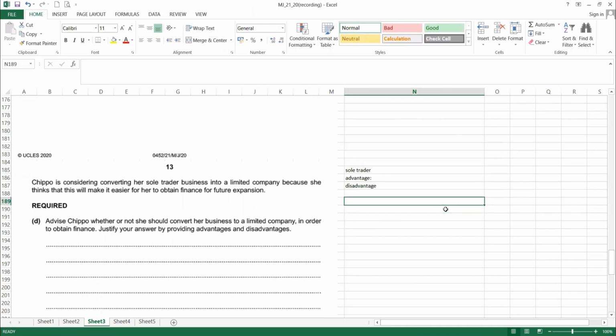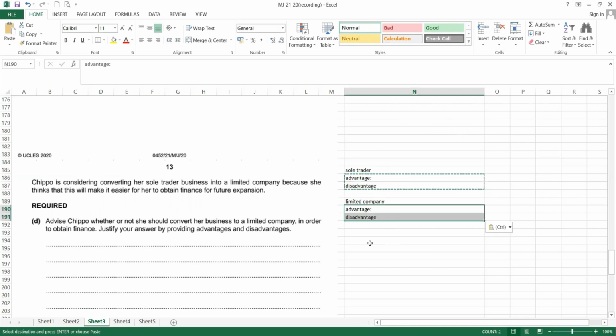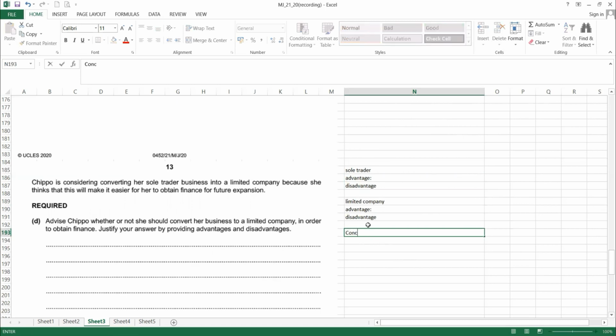Next is the limited company. What is the advantage? What is the disadvantage? But as I say, when you talk about advice, a conclusion must be there. What is your recommendation or your conclusion? What do you want to recommend?